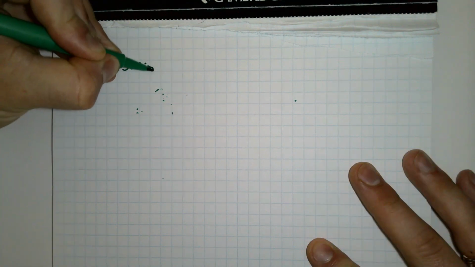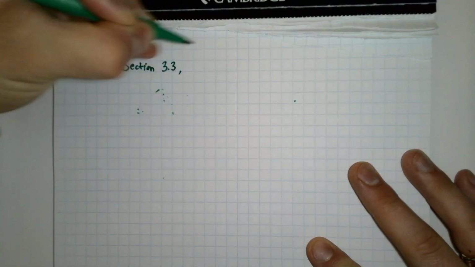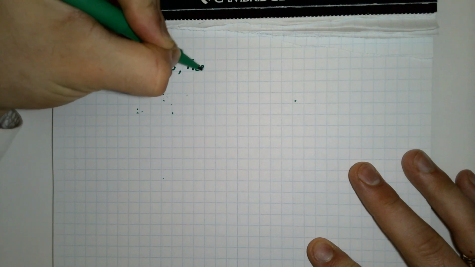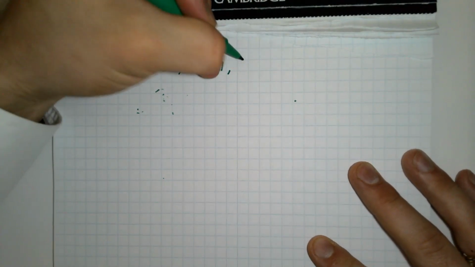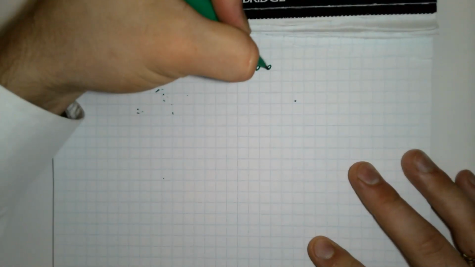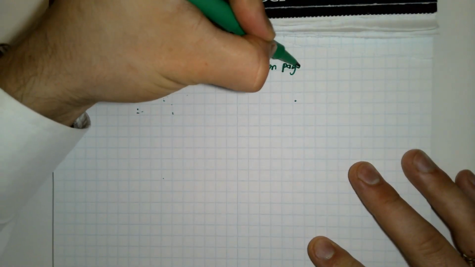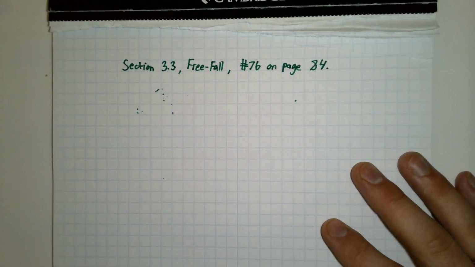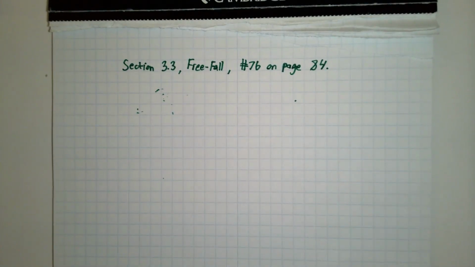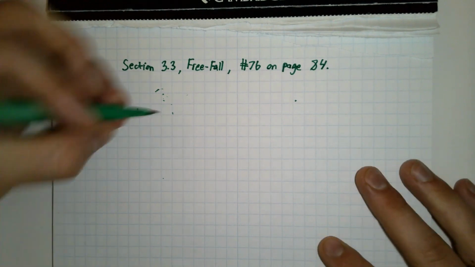A problem from section 3.3 on freefall motion. This will be problem number 76 on page 84. We have a beanbag that's thrown into the air.